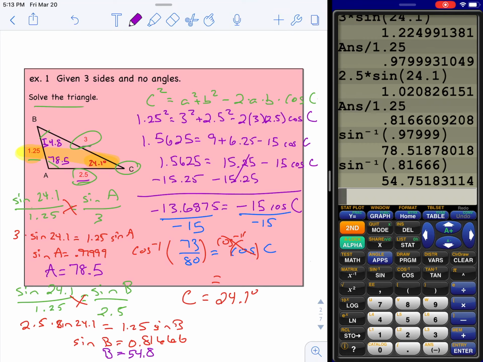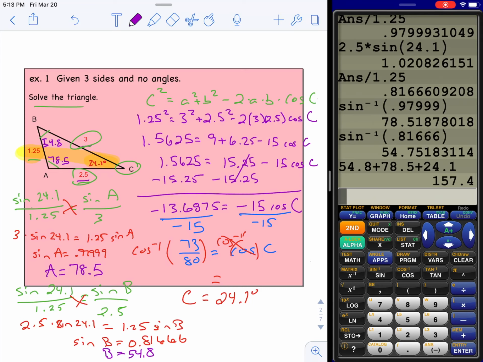At the end, once we've found all of these angles, we want to make sure that these add up to 180 degrees. So over here on the right, I'm going to give it a try. 54.8 plus 78.5 plus 24.1. Aha. When I figured that all out, I only got to 157.4 degrees for the triangle. I know that's a problem because the triangle should have 180.